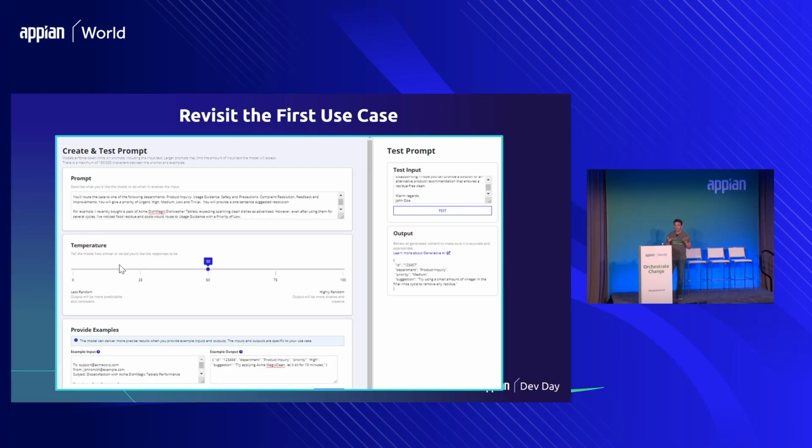And what do you know? I get a better response. I get the JSON that I wanted, right? I get the department, I get the priority, I get a suggested response, right? I get the things I need, and it's because I gave it examples.